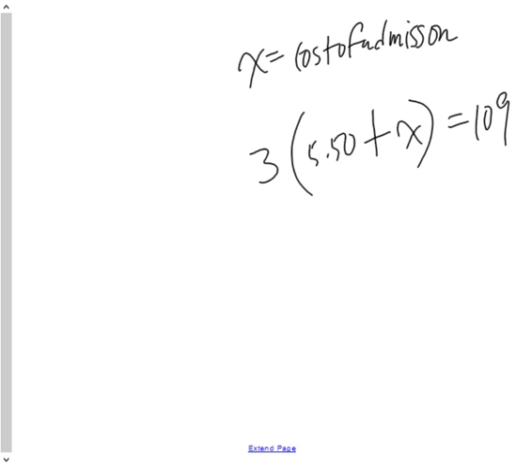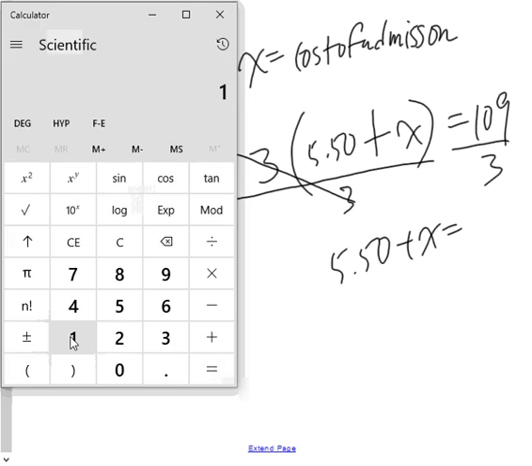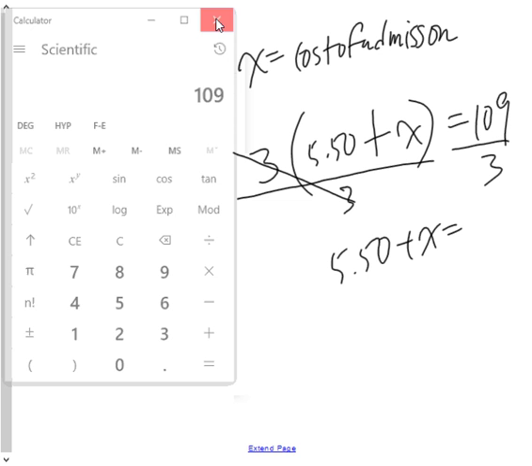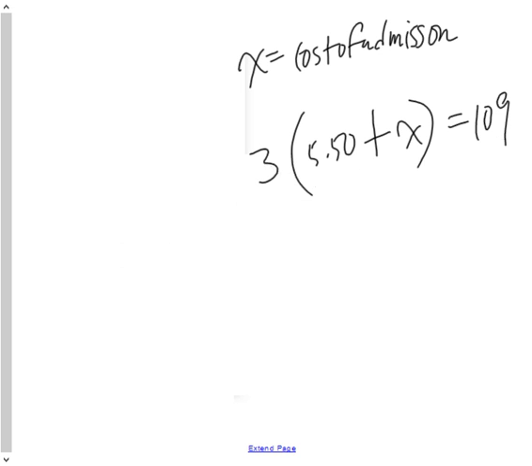This time, since it's a distributive property question, we're going to solve it by division first. If each person spent $5.50 in the cost of, then each person would have spent $5.50 plus the cost of admission, and that would be, oh heavens, 109 divided by 3. Did I make a mistake? Oh, there's 4 of them. Heavens to Betsy. That's 4, because there's 3 friends and her.